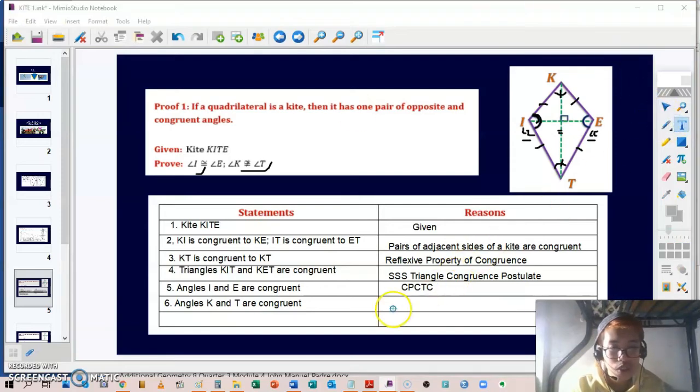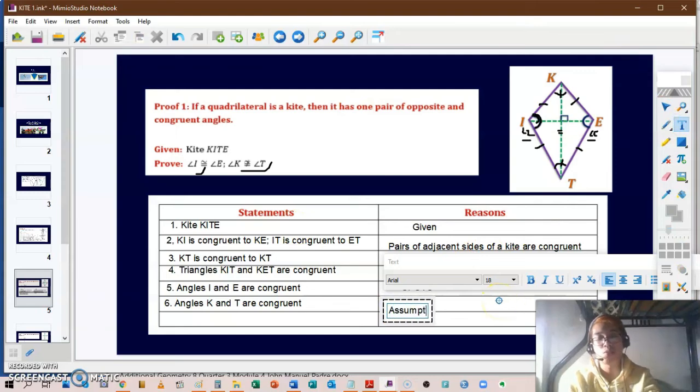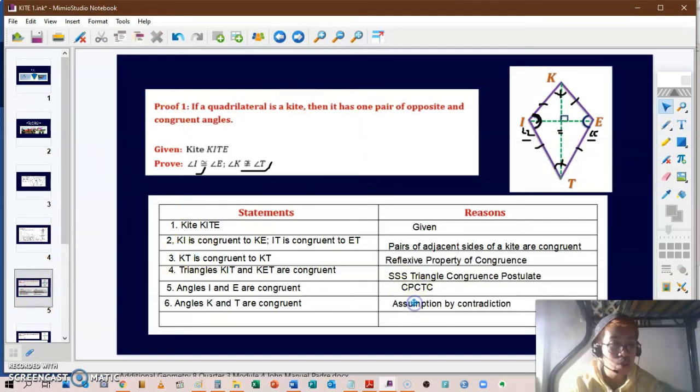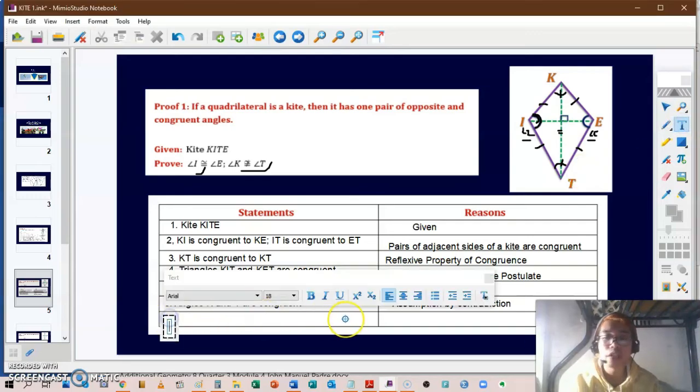So we can write here as a reason, that can be an assumption by contradiction. So we want to contradict that. If angles K and T are congruent, then we have now two pairs of congruent angles. If we have two pairs of congruent angles, we won't have a kite anymore. We're going to have a parallelogram. So therefore, in number 7, KITE is not a kite anymore. It becomes a parallelogram.